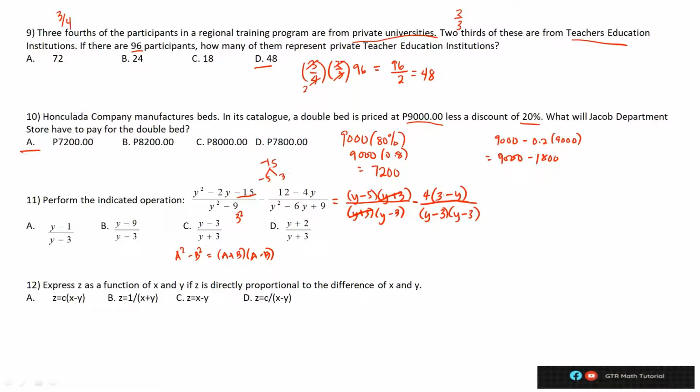Pero the answer is negative 1. So ito, y plus 3, 1 lang yon. So pag minus naman, pag baligtad, y minus 3 and 3 minus y, pwedeng i-cancel yan, pero the answer is negative 1. Okay? So ganun lang yon.